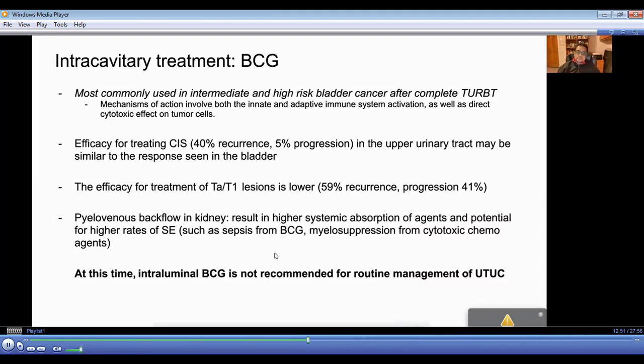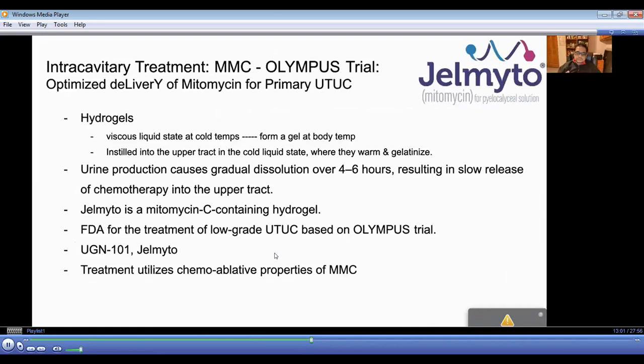At the moment, BCG instillation in the upper tract is not advocated by any guidelines as routine management of upper tract urothelial carcinoma. Usually it is done on a case-to-case basis.